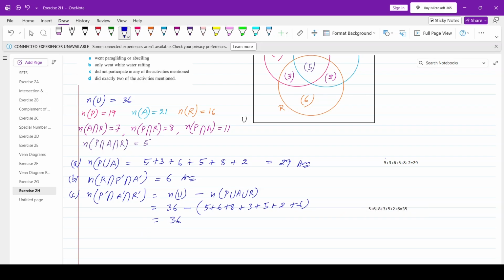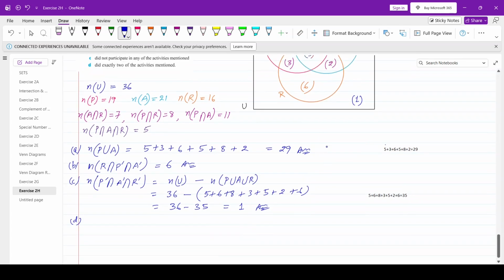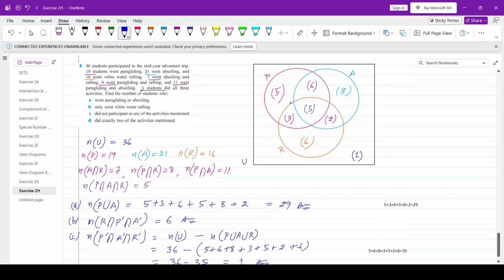So this is going to be 36 minus 35, or 1. So this area has only one student. Now D did exactly 2 of the activities mentioned. Exactly 2 of the activities means this part, and this part.